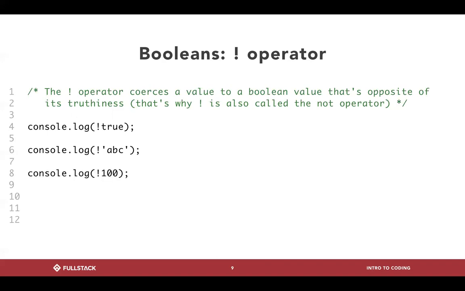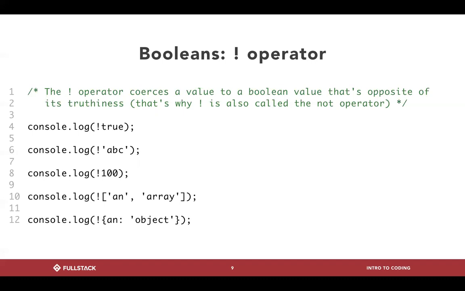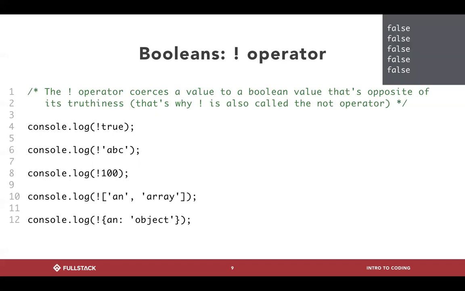Then we have not 100. 100 is also a truthy value, and with the not, it'll change over to falsy. Then we have an array. Array is also truthy. It'll change over to false. Same thing with object. Object is truthy, so this will become false. And printing all these out, it'll be false, false, false, false, false. The not operator, like I said, coerces a value into a Boolean, but it's the Boolean value that's opposite of its truthiness.